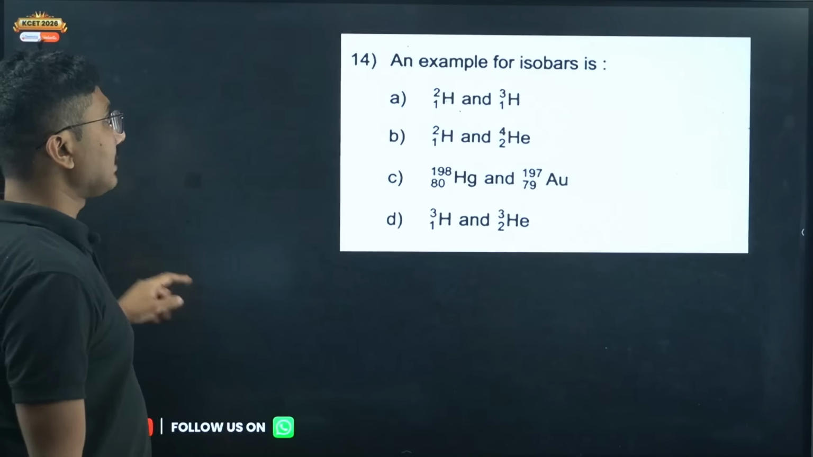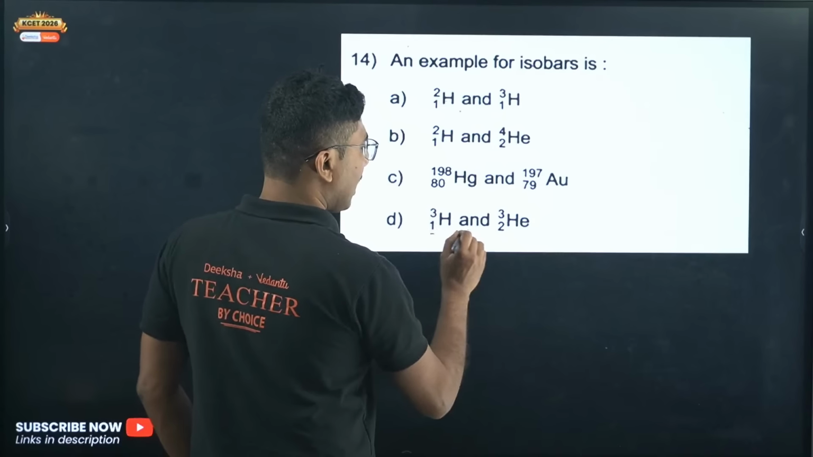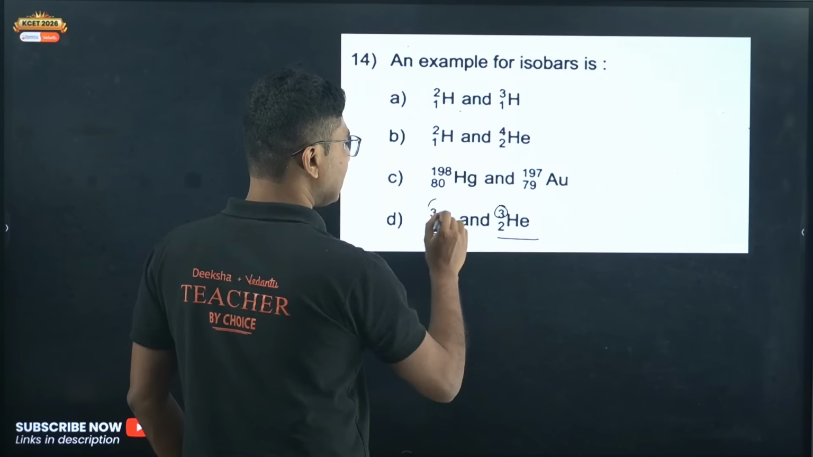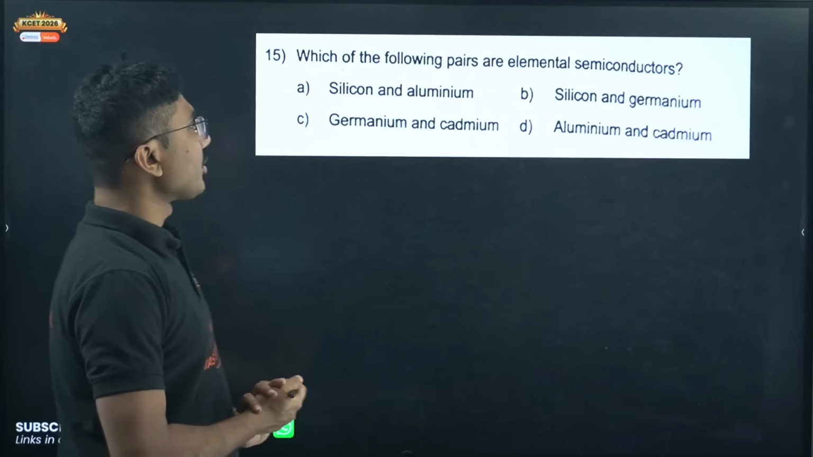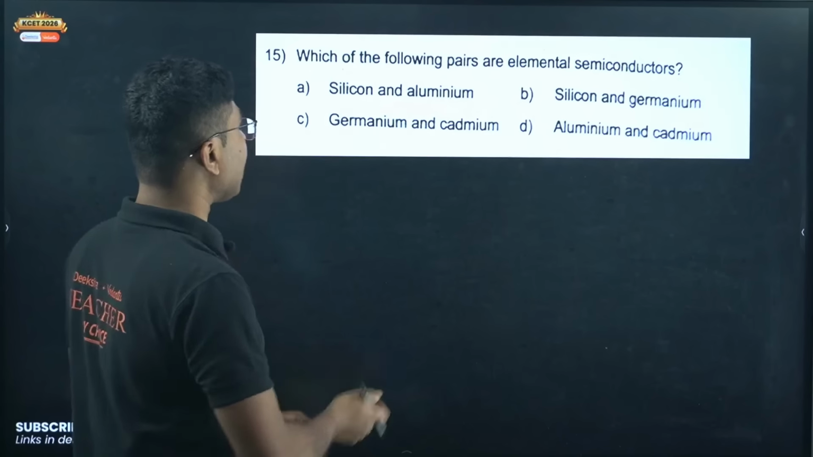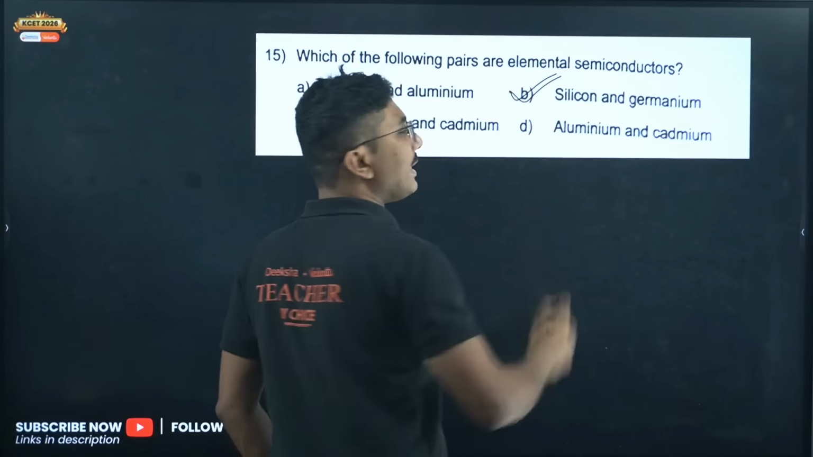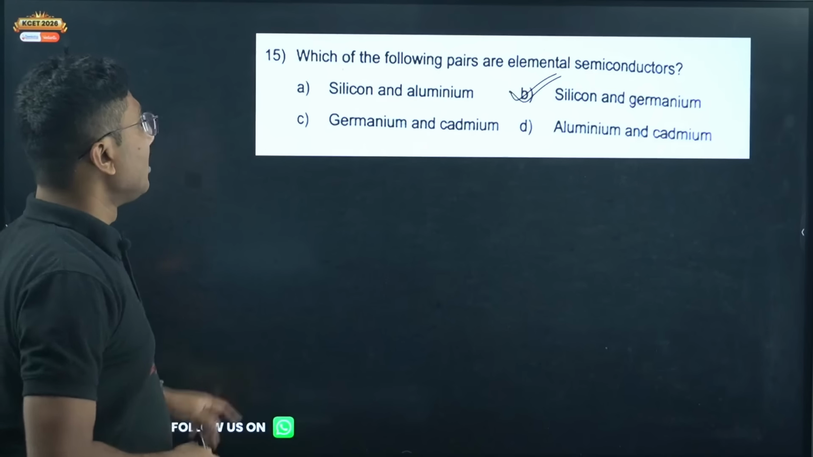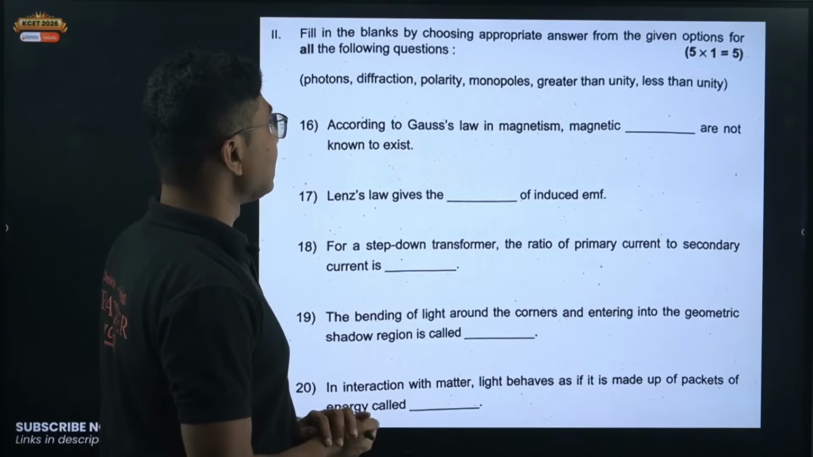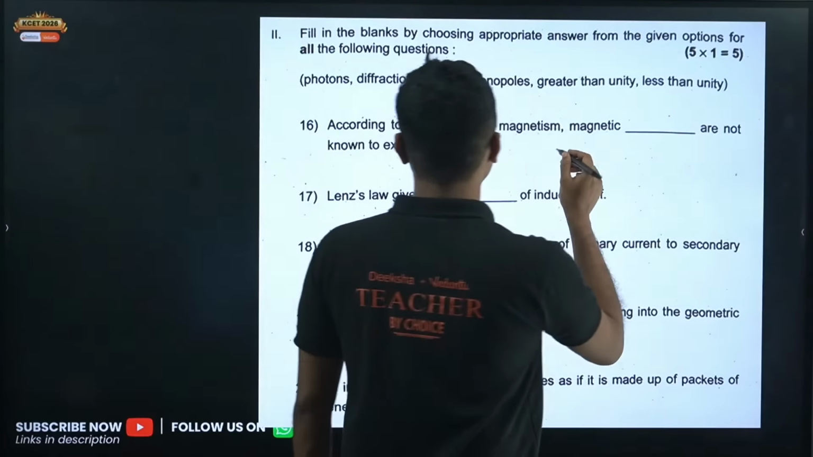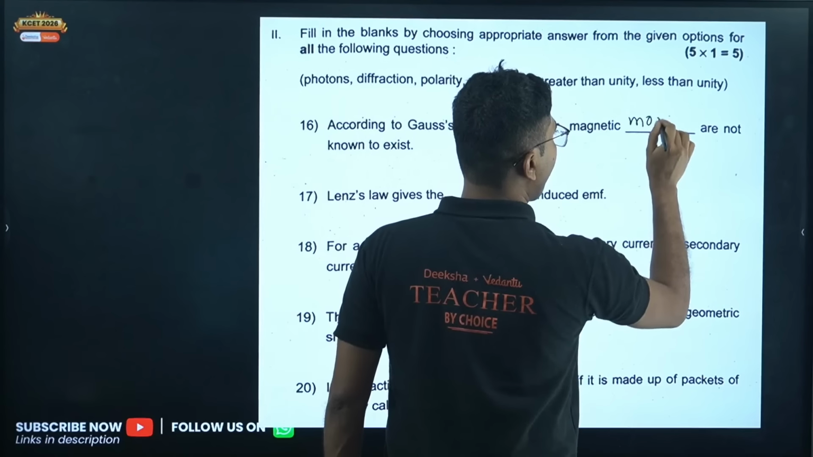Okay. Next, example of isobar, again a very common question. Isobar means mass number is the same, so this is an example of isobar. Next, which of the following pairs are elemental semiconductors? Silicon and germanium. Silicon and germanium are elemental semiconductors. Okay. Next, fill in the blanks. According to Gauss's law, the magnetic monopoles do not exist, so it will be monopoles.